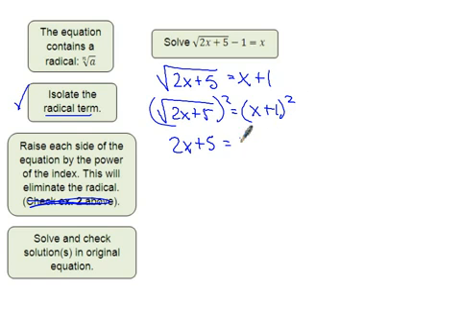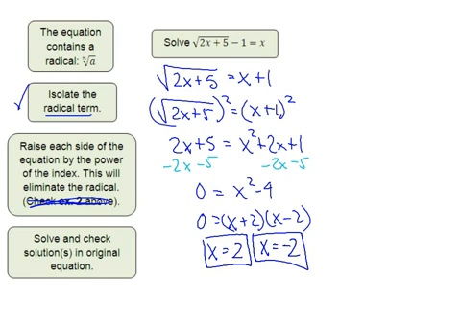I'm going to FOIL that. It's x squared plus 2x plus 1. From here, I'm going to bring these terms over to the right side. We're going to set our equation equal to 0 and solve from there. So I went through and subtracted my 2x and subtracted my 5 because I want to set this equal to 0, and we get 0 is equal to x squared minus 4. Now x squared minus 4 can be factored into (x plus 2)(x minus 2), and now you get two solutions, 2 and negative 2.